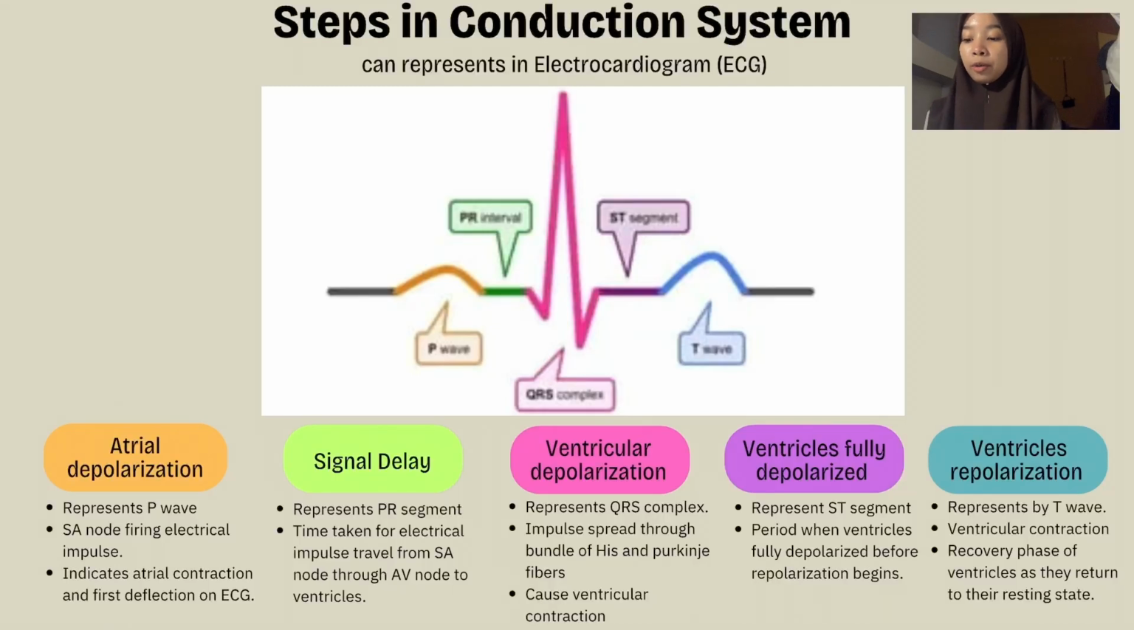Thirdly, we have the QRS complex, which represents ventricular depolarization. This is where the impulse reaches through the bundle of His and Purkinje fibers. This can cause ventricular contraction. The purple color is the ST segment. ST segment represents the ventricles being fully depolarized before repolarization begins. Then lastly is the T wave. T wave represents ventricular repolarization. This is the recovery phase of the ventricles as they return to their resting state.